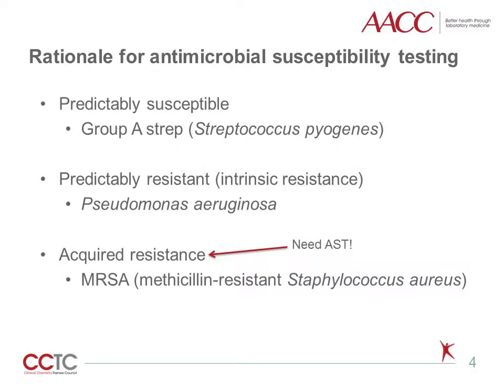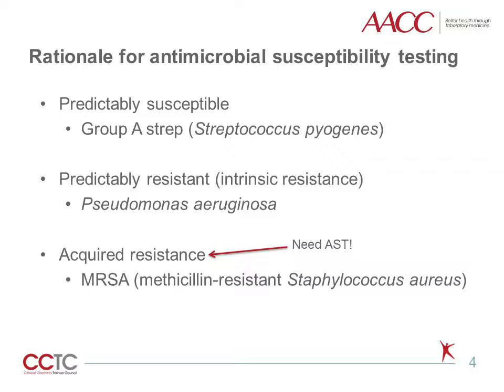The identity of the invading bacteria is important since some bacteria are predictably susceptible to certain antimicrobials. For example, Streptococcus pyogenes, also known as group A strep, is susceptible to penicillin and has no known resistance mechanism against this drug. Thus, patients with a group A strep infection can be treated with penicillin without the need for antimicrobial susceptibility testing.